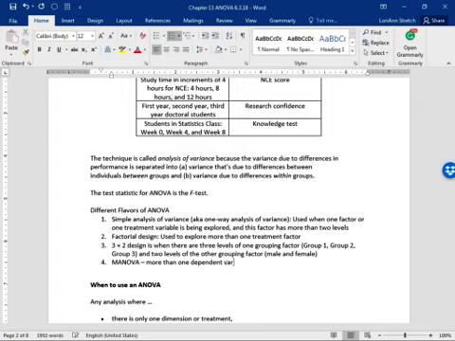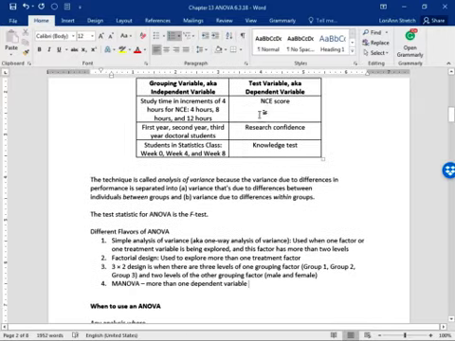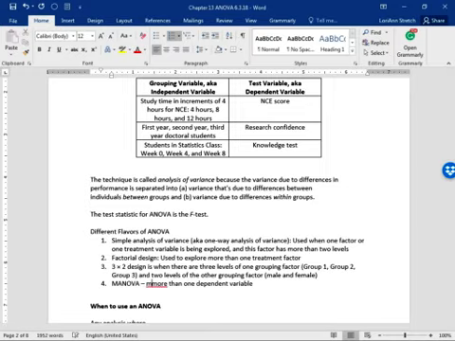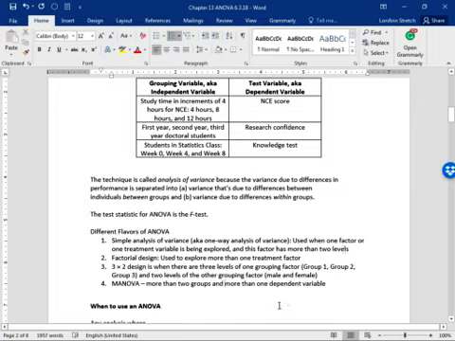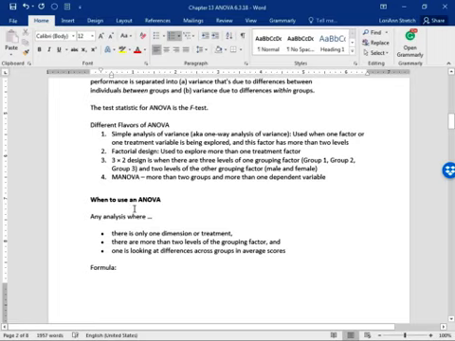So in that example of NCE score, maybe this school also offers the CPCE. And so I want to look at their CPCE score and their NCE score. So now I have two scores that I'm collecting, two dependent variables. And so that would mean I would do a MANOVA. So with a MANOVA, you have more than two groups and more than one independent variable. So when are we going to use an ANOVA? Well, we're going to use an ANOVA when there's a simple ANOVA, a one-way ANOVA actually.